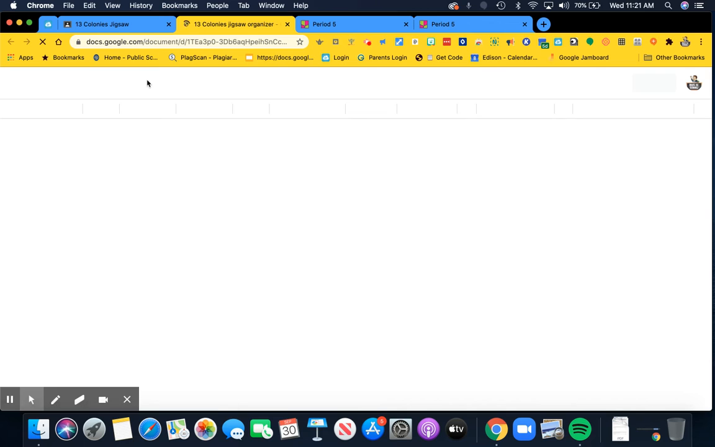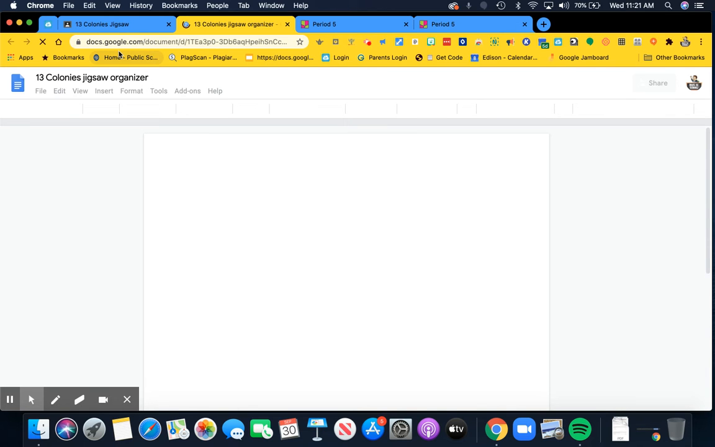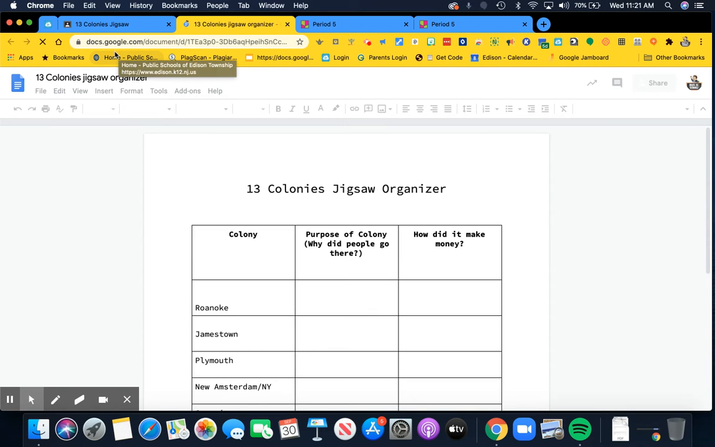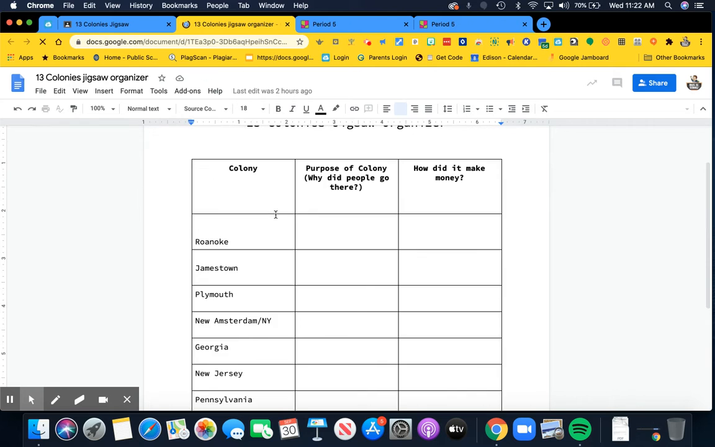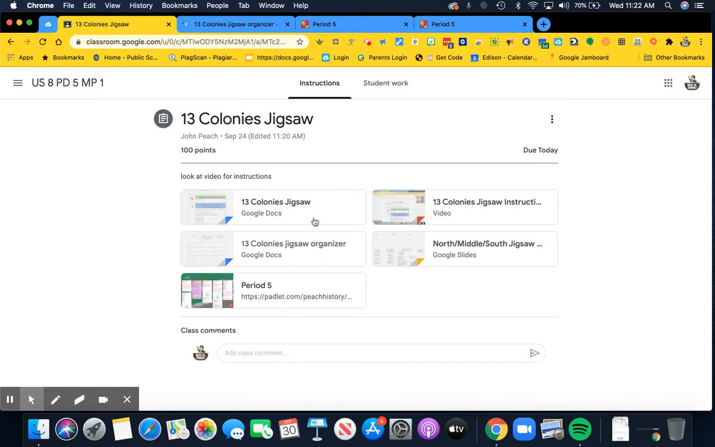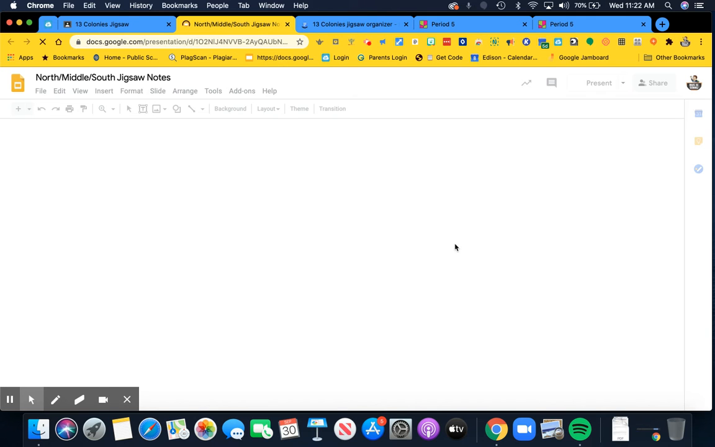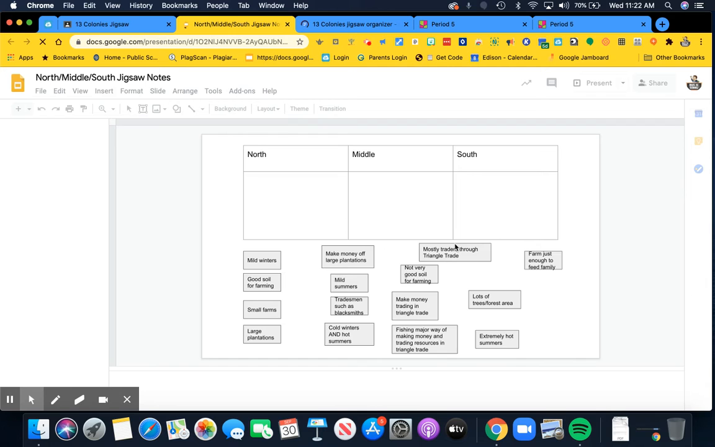What you're going to need to do is make a copy of these two organizers and then attach it back to the assignment. Instead of making a separate assignment, this will just be a little bit neater. So this is the organizer for groups 4, 5, and 6. This is the organizer for groups 1, 2, and 3. So I'm going to give you guys about 10 minutes to finish up your presentations, somewhere around there. I think that'll be fine.